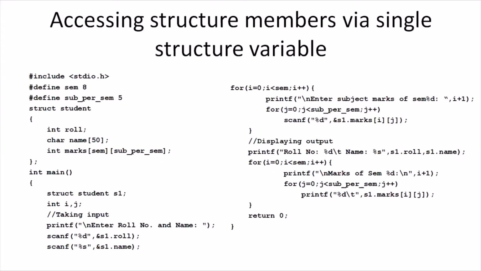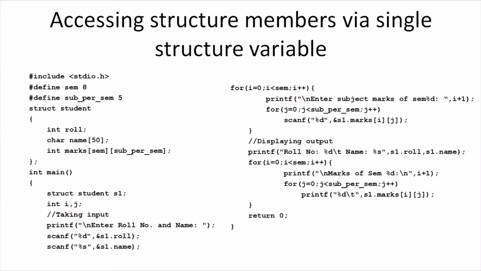In this example, let us see how we can access the structure members of a single structure variable. Let us consider that we want to store the 8 semester marks of a student, considering that there are 5 subjects per semester. Accordingly, we define the macros SEM as 8 and SUBPERSEM as 5. In order to declare the variable of type structure student, we write struct student S1. Next, we ask the user to enter the roll number and the name of the student.